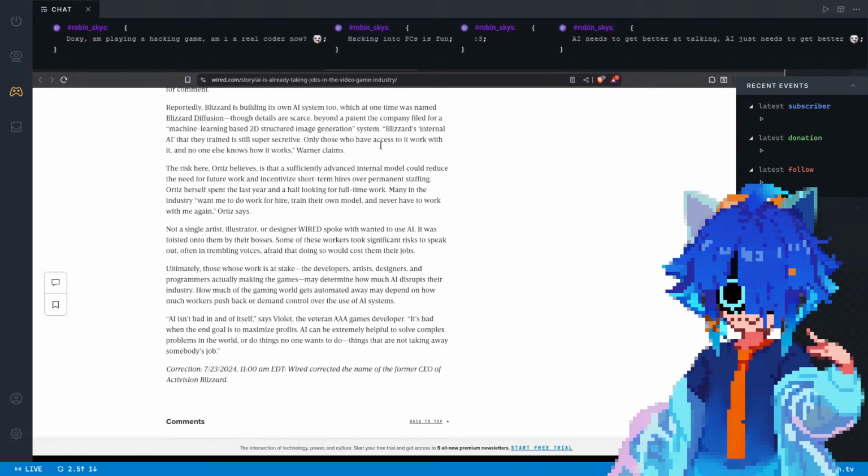Reportedly, Blizzard is building its own AI system too, which at one time was named Blizzard Diffusion, though details are scarce. Beyond a patent the company filed for a machine learning-based 2D structured image generation system, Blizzard's internal AI that they trained is still super secretive. Only those that have access to it work with it, and no one else even knows how it works, Warner claims. The risk here, Ortiz believes, is that a sufficiently advanced internal model could reduce the need for future work and incentivize short-term hires over permanent staffing. Ortiz herself, so that's another big problem that the games industry has.